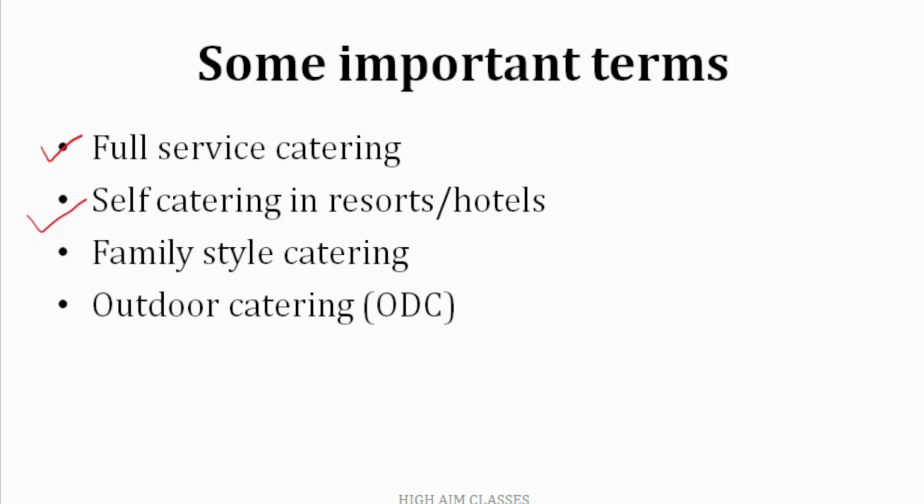Family style catering provides food in family style platters and portions to be shared between family or in a social setting. Outdoor catering is catering provided at remote locations.